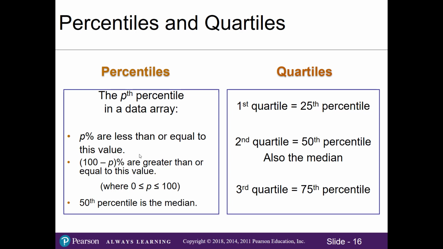So you can see the relationship between percentiles and quartiles. In quartiles, there's only 3 that we're specifically looking at, and they fall at the 25th, 50th, and 75th percentile. Whereas if I'm looking at percentiles, I can get very specific. I can get to the 33rd percentile, 71st percentile, 82nd percentile, anything between 0 and 100.